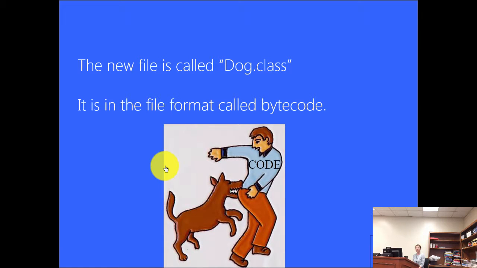And it is dog.class. Remember, it'll have the same name as your class, but have the dot class extension and then bytecode. Yeah, I'll give you 1 point for that one. That's 15.